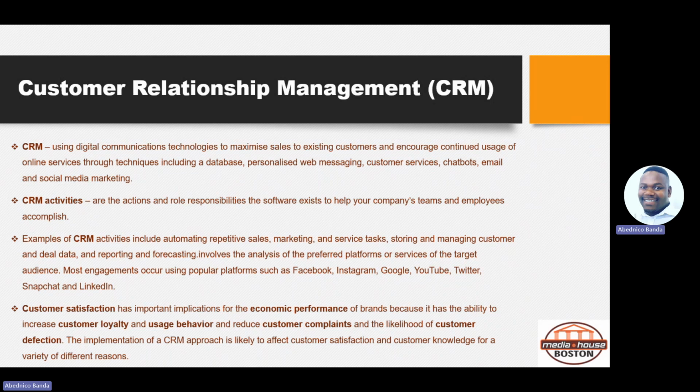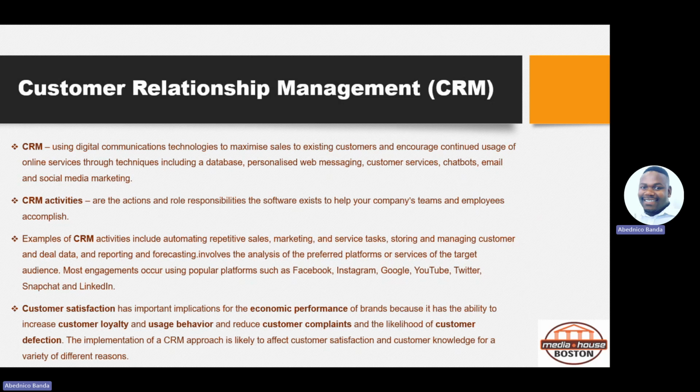So examples of CRM activities include automating repetitive sales, marketing and service tasks, storing and managing customer data, and dealing with data reporting and forecasting. So there are a lot of activities that you can do. And as a result, you need to boost customer satisfaction. The same way with relationships. If there's no satisfaction in a relationship, that relationship won't succeed. We have heard people several times say that I left him or I left her because I was not satisfied.